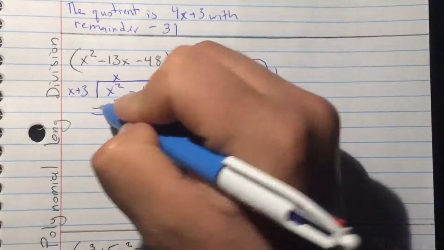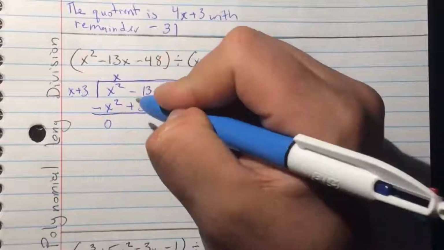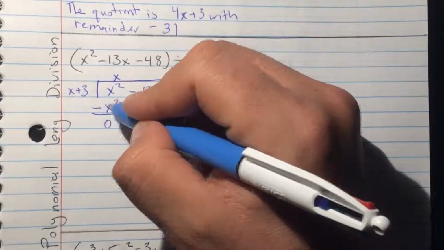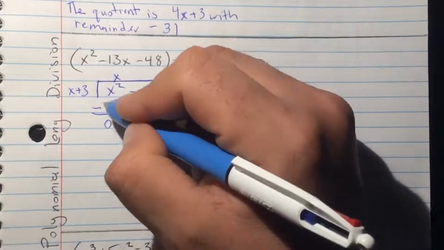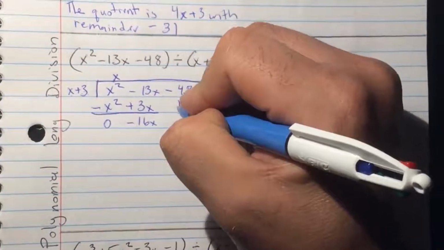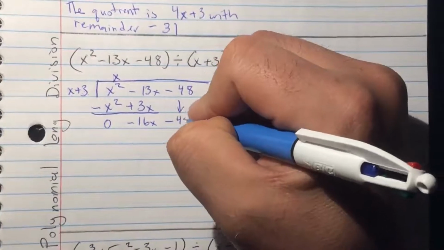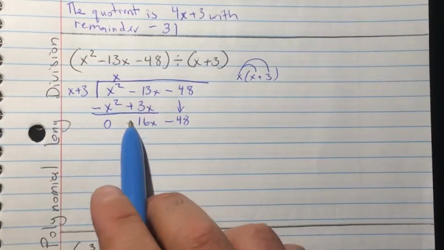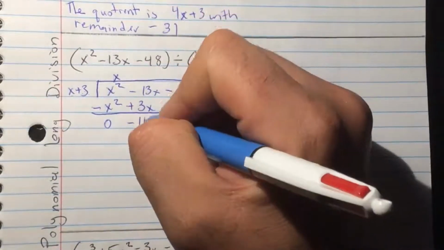Then we go ahead and subtract this. We have this subtracts to 0. Negative 13x minus 3x gives us a negative 16x. And we go ahead and drop down our negative 48. Now we have this here. We have negative 16x.